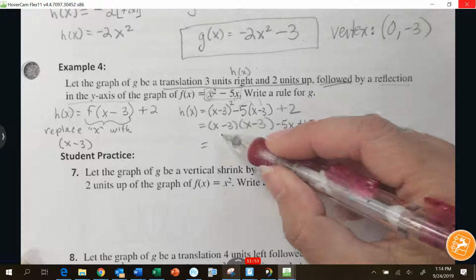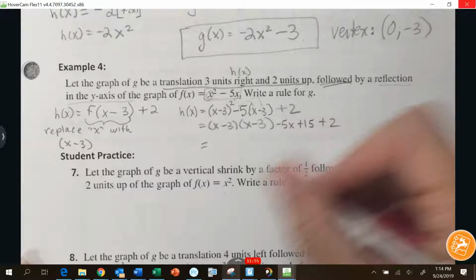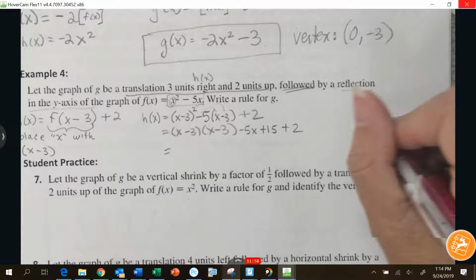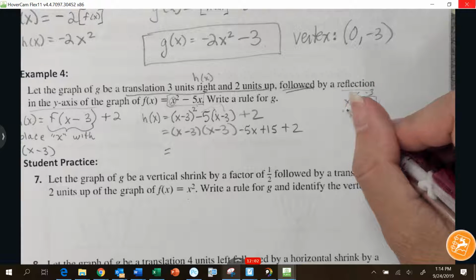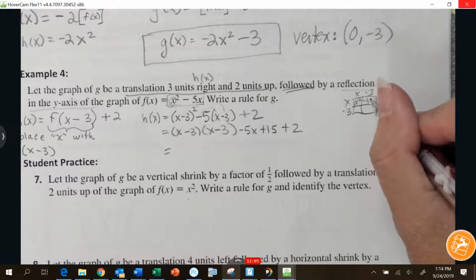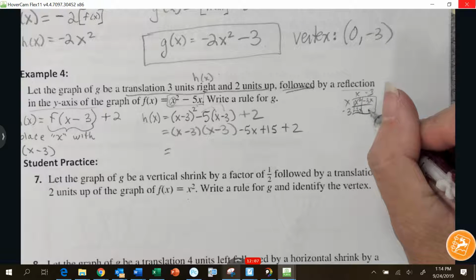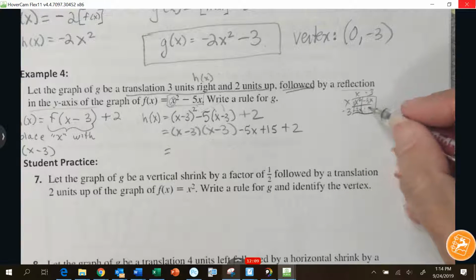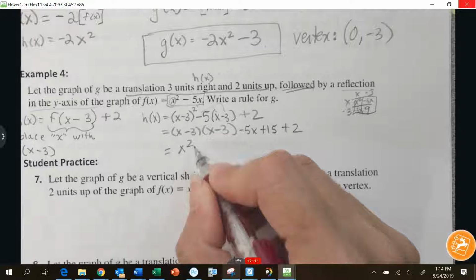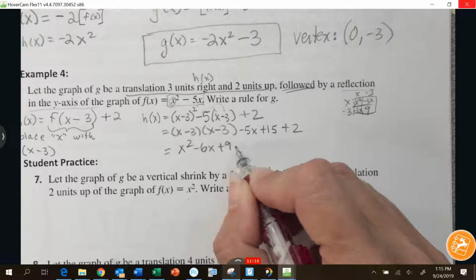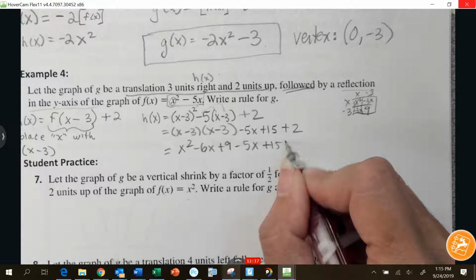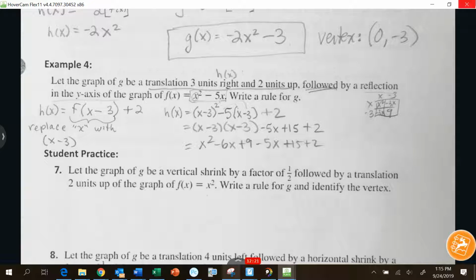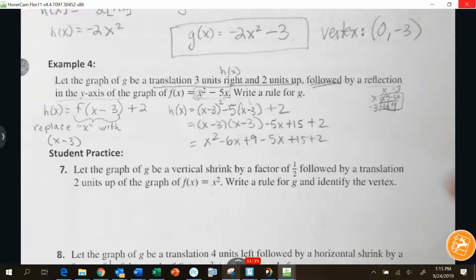So I'm going to do first, outer, inner, last, or I'm going to do my box method. Maybe I'll do the box method. And I get x squared minus 6x plus 9 minus 5x plus 15 plus 2. What should I do now? Okay, combine some like terms.